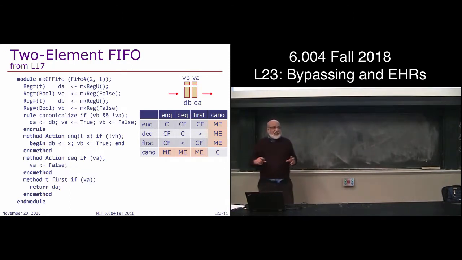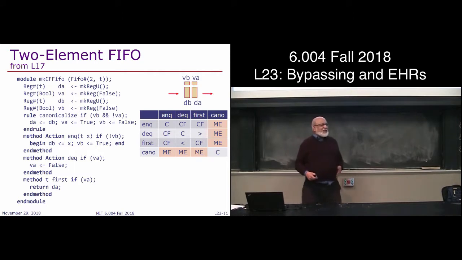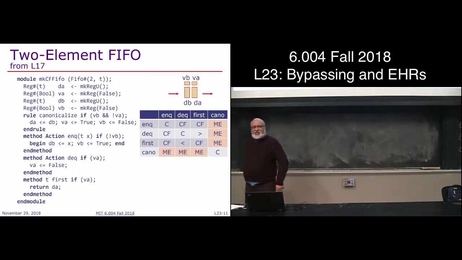conflict-free. But there was this internal rule called canonicalize. So you happily did your NQ and DQ, and then there was sort of cosmic silence for a cycle, right? When internally something happened, right? It got into the right shape, and then you could do more NQs and DQs. And this was explained in this conflict diagram when I included the conflicts with canonicalization. Canonicalization was mutually exclusive with all the other methods in the system.